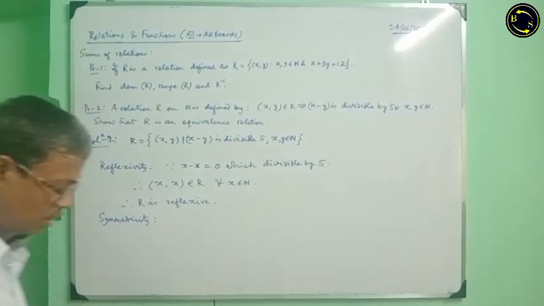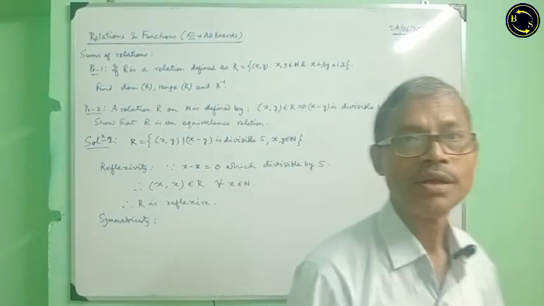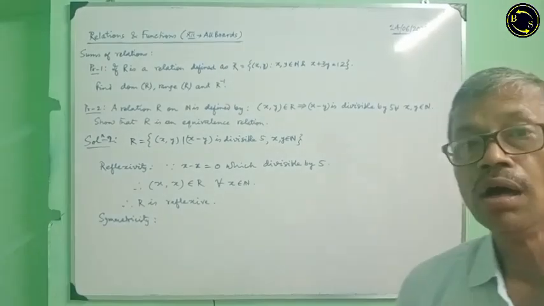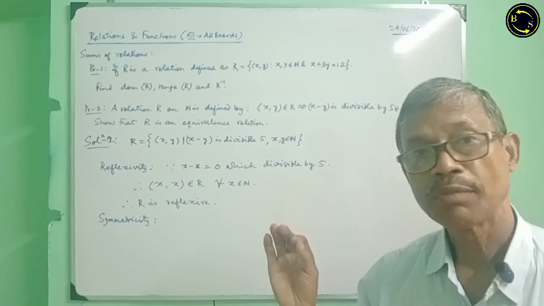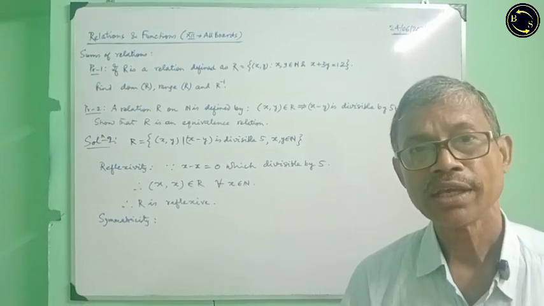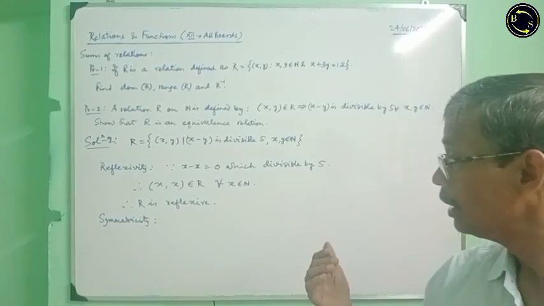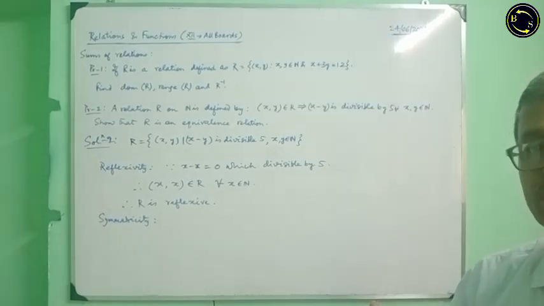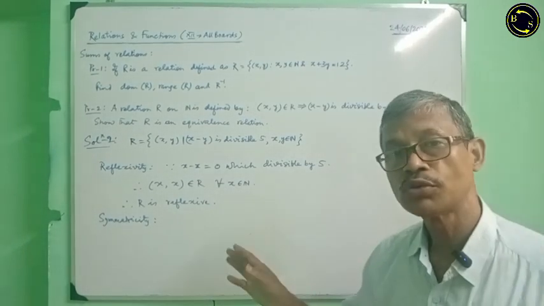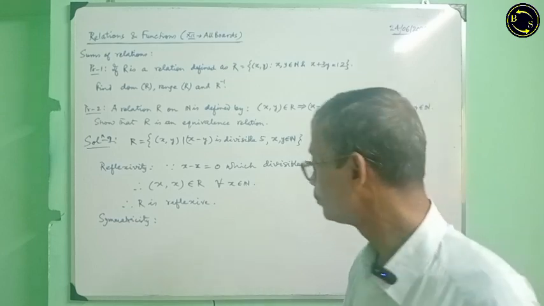Symmetricity. Let us first recall, if (x, y) is a member of R, then (y, x) will be a member of R, or (x, y) and (y, x) both belong to the relation R.